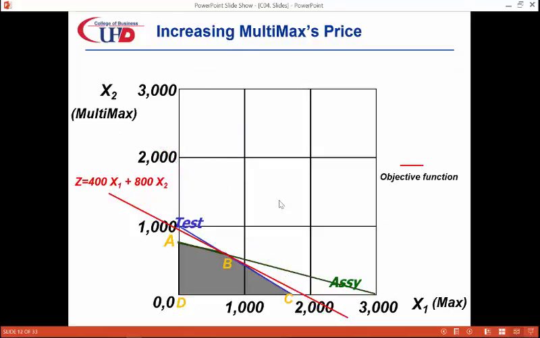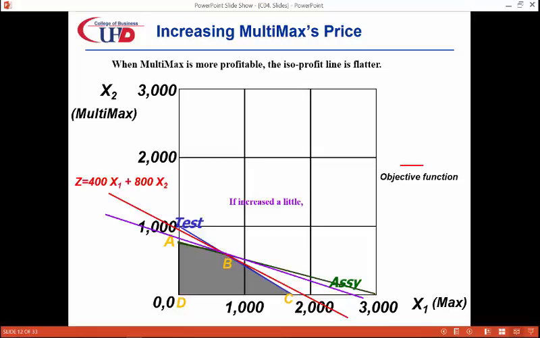Now what if we increase the Multimax margin? How does the ISO profit line look? Does it become steeper or flatter? It becomes flatter. So if the margin is increased just a little, then the ISO profit line will turn a little bit flat. So you can see corner B is still the optimal solution.